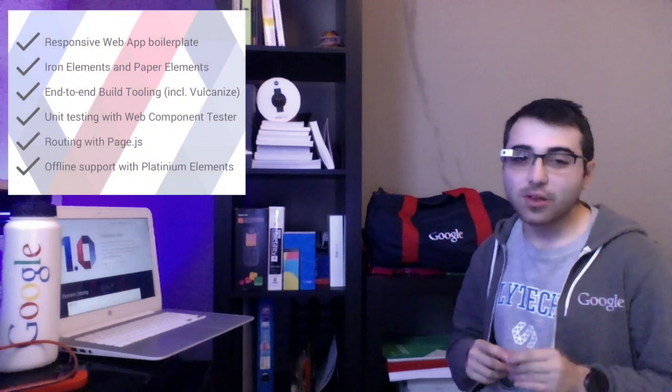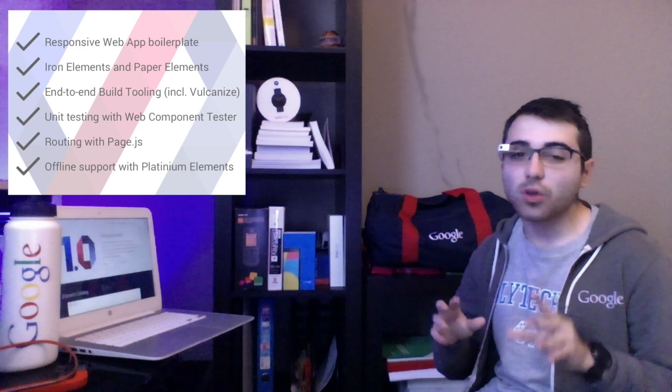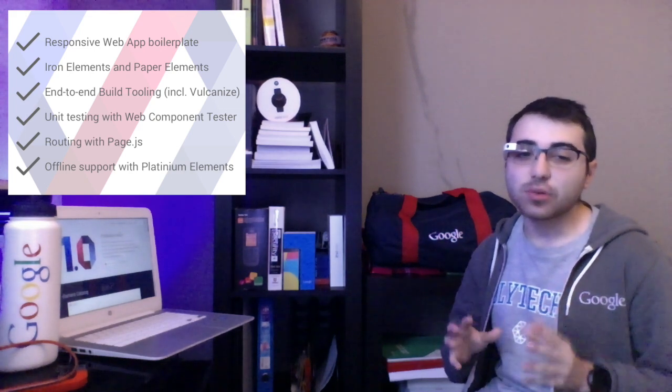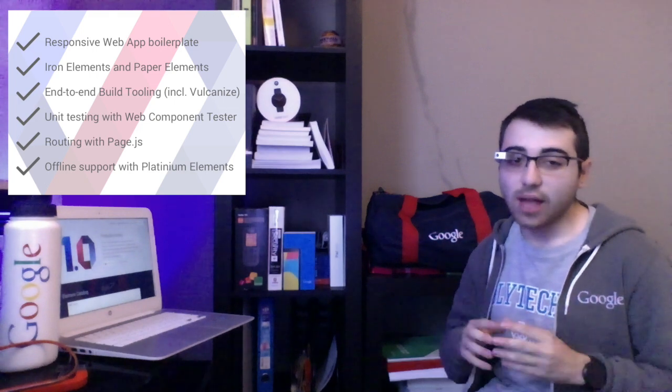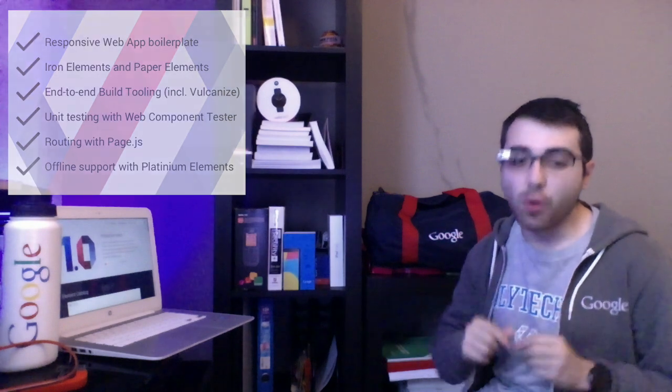Polymer Starter Kit contains a responsive web app boilerplate, a bunch of new Polymer 1.0 components, a lot of end-to-end build tools such as Gulp and Vulcanize, and some cool features such as pre-made routing and offline support.